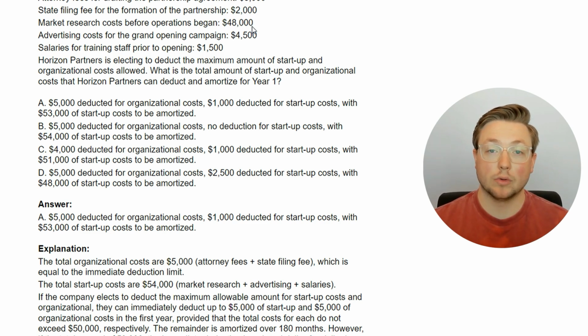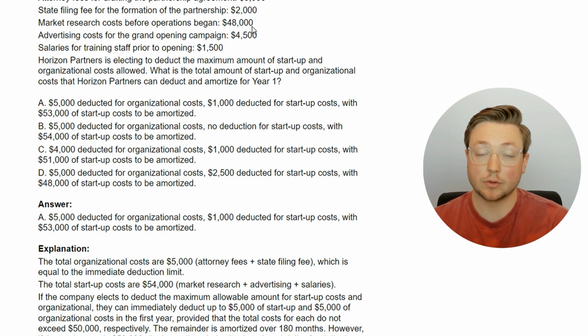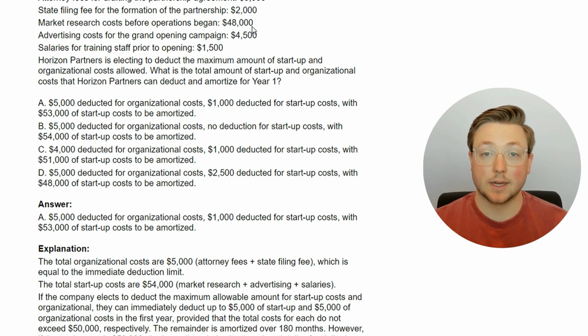But if the total startup costs is over $50,000 or the total organizational costs are over $50,000, the immediate amount that can be deducted is reduced dollar for dollar by any amount over the $50,000. So if you had $55,000, or more, obviously, you would not be able to take the $5,000 immediate deduction.